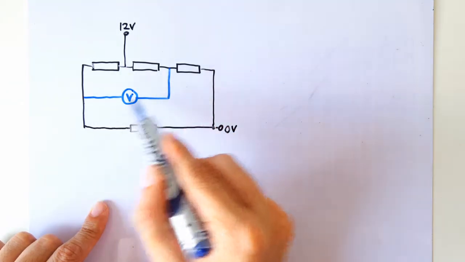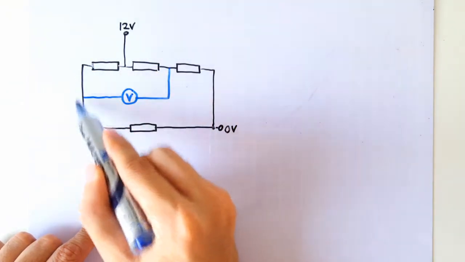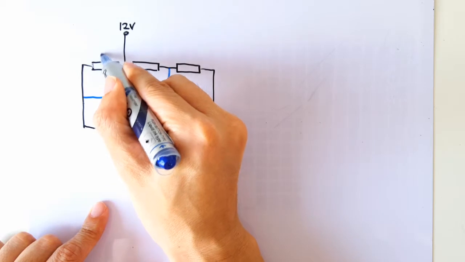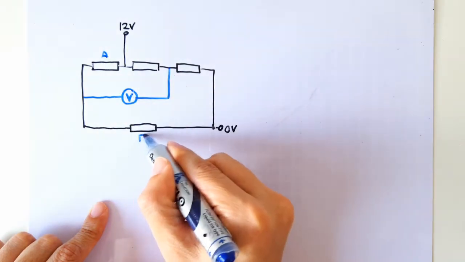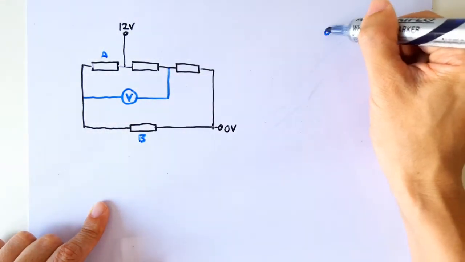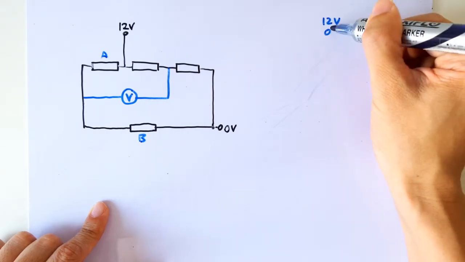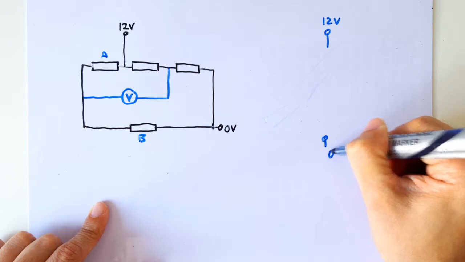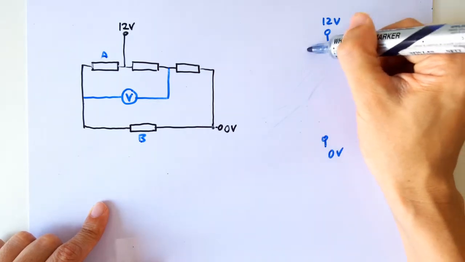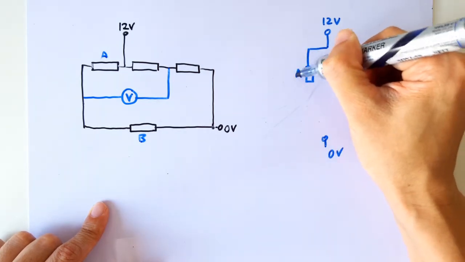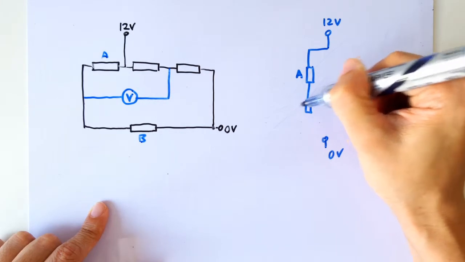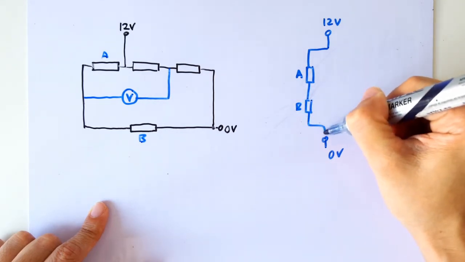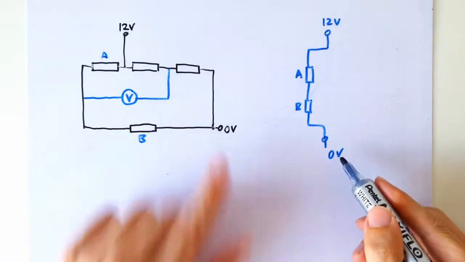Nothing can flow through the voltmeter, huh? So one path is to go from here to here. Let's call this resistor A and this B. So let's try to redraw the circuit here. So we must start from 12 volt and we'll end off at 0 volt. So one possible path is to go through A and then B, and then we arrive at the 0 volt point here.